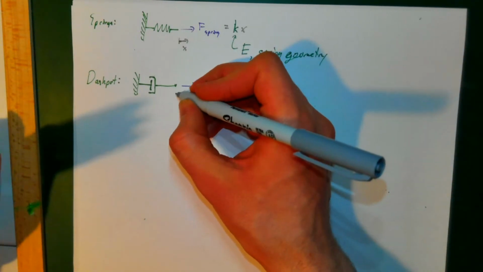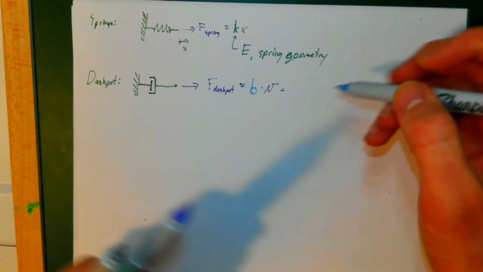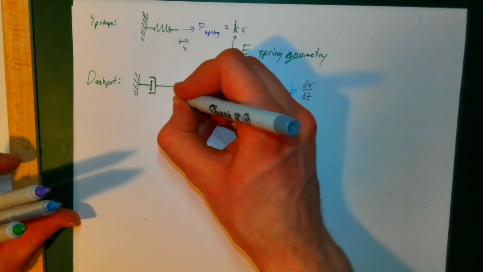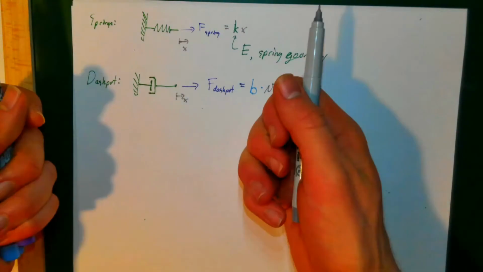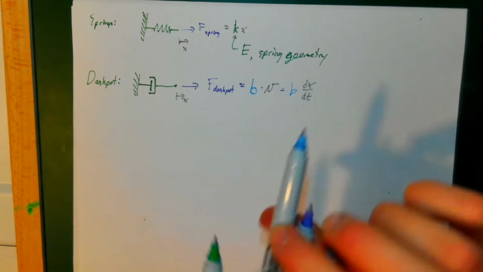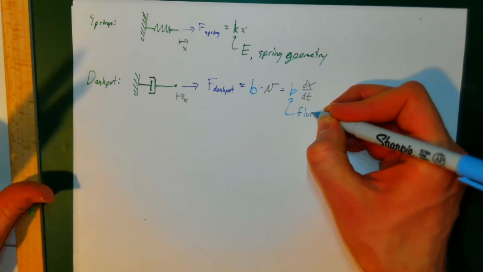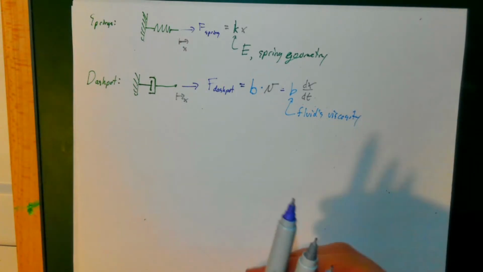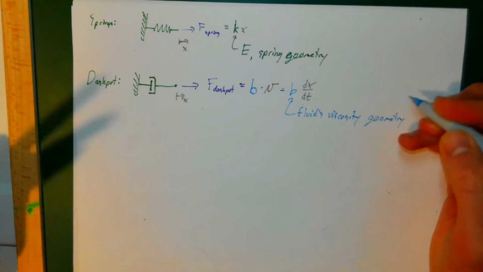Velocity is essentially the time derivative of position, so we could say this is basically B times dx/dt, where x is the position of this endpoint. So dashpots don't care how much you've stretched them, but only how fast you're stretching them. They only care about the velocity. And this parameter B depends on the fluid's viscosity, and it also depends on the geometry. So it depends both on the fluid viscosity and the geometry.